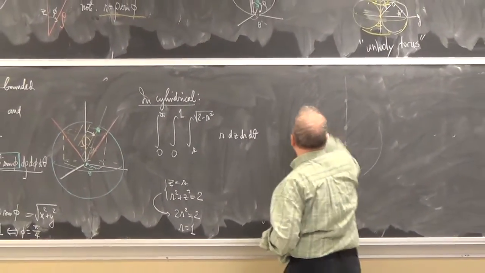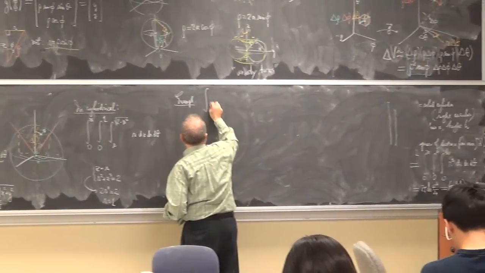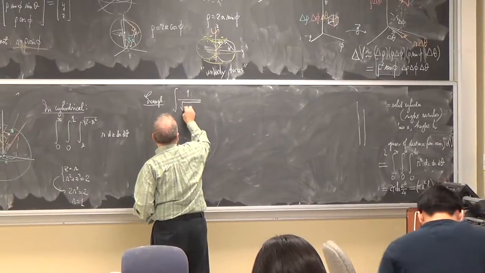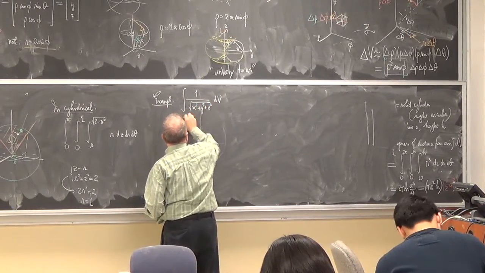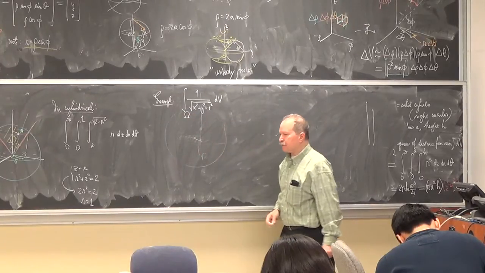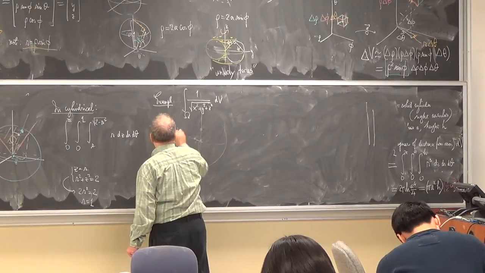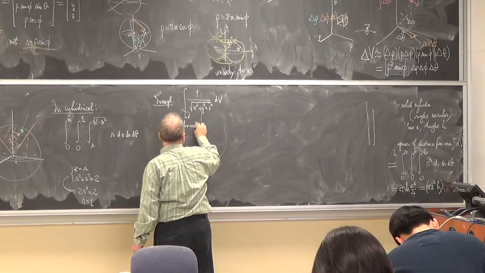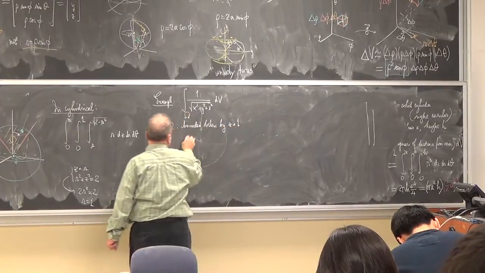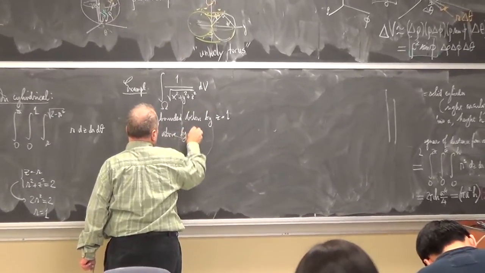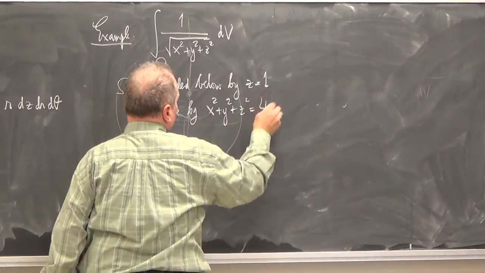Okay, last example. I want to do the integral of 1 over the square root of x squared plus y squared plus z squared over the region omega. Omega is bounded below by z equals 1 and bounded above by the sphere x squared plus y squared plus z squared equals 4.